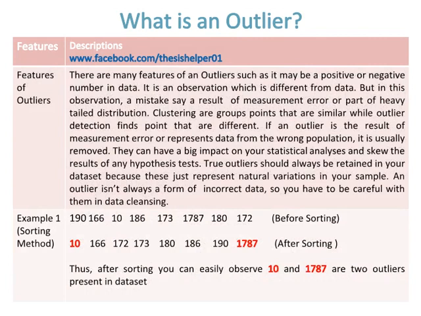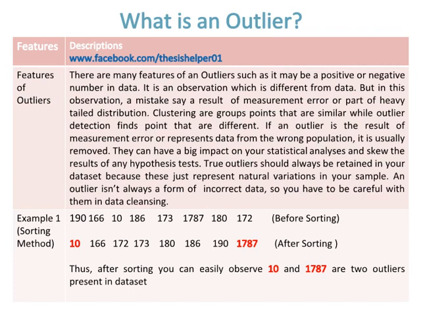There are many features of an outlier, such as it may be a positive or negative number in data. It is an observation which is different from other data. But in this observation, a mistake, say a result of measurement error or part of heavy-tailed distribution. Clustering groups points that are similar, while outlier detection finds points that are different. If an outlier is the result of measurement error or represents data from the wrong population, it is usually removed.